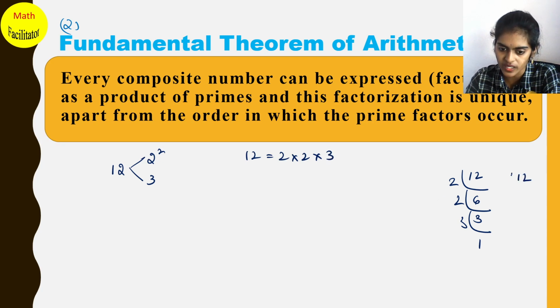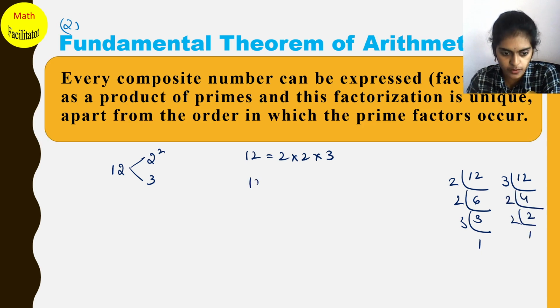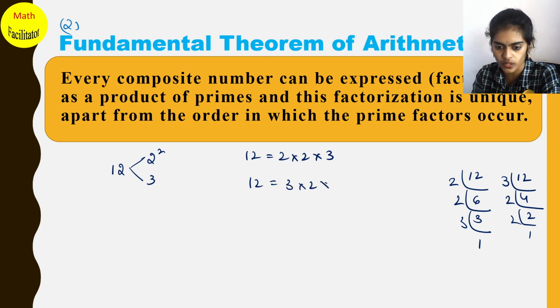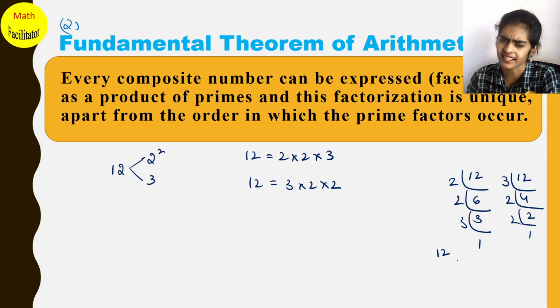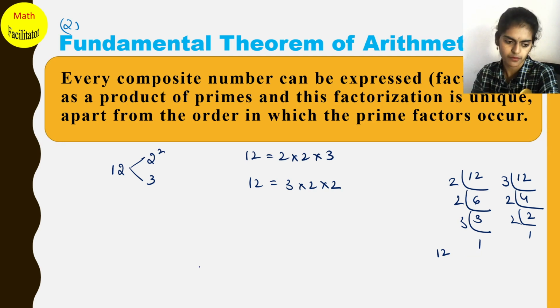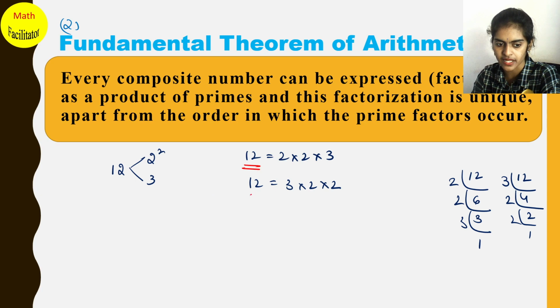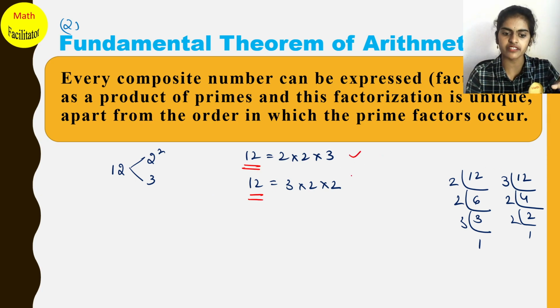Or the same 12, if I take 3 first, 3 fours are 12 and 2 twos are 4. So the same 12 I can write as 3 into 2 into 2. Can I do it in another way? No, I think only two ways are possible because it's a very small number. So here you see two ways. Now this 12 I am able to prime factorize in two different ways.